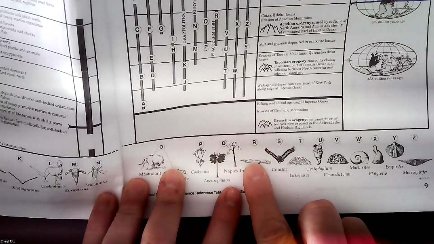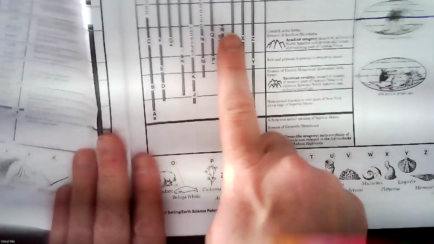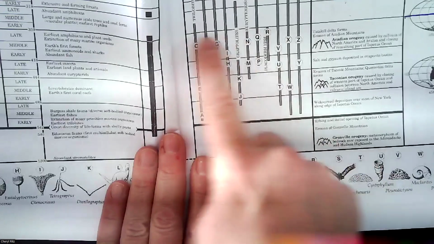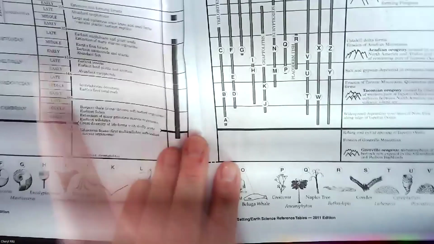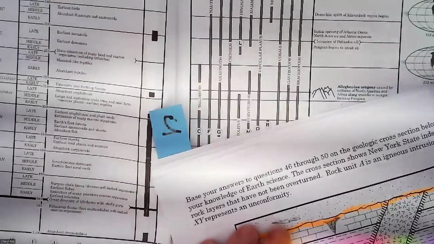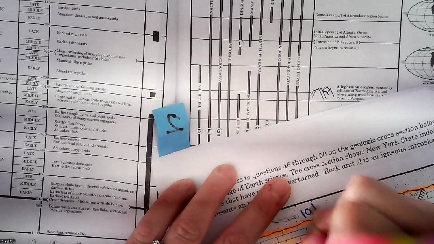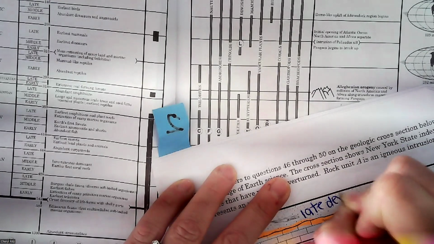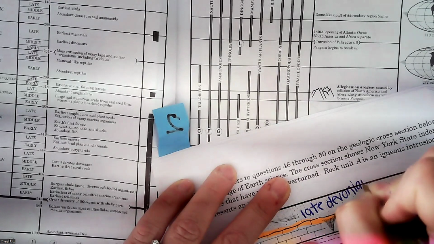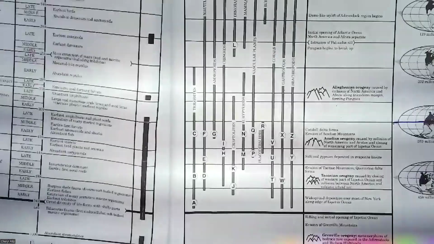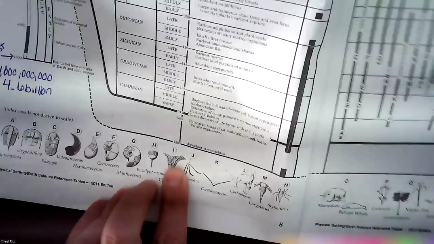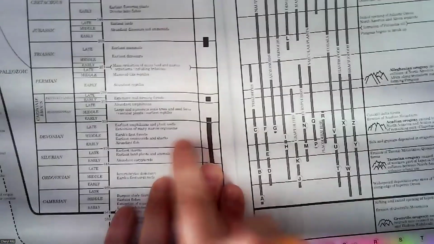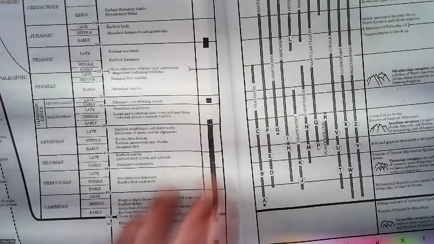So I see that fish here is letter R. Letter R happened during the late Devonian. I'm just going to go ahead and label that. Late Devonian. And this piece of coral, which is letter I, happened right there, the early Devonian.